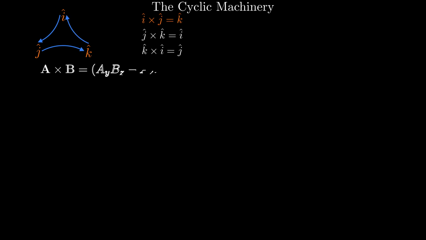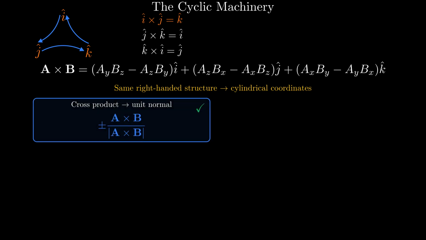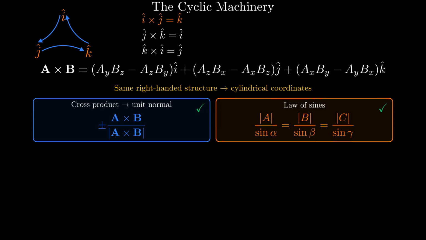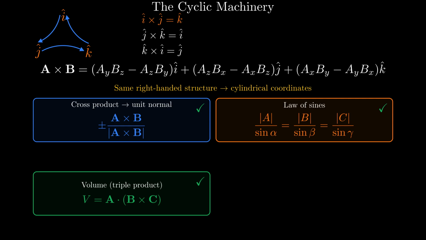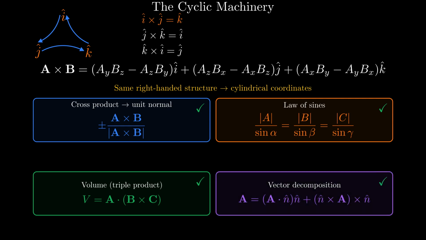Three unit vector products, i hat cross j hat equals k hat and its cycle, generate the entire component formula. The same right-handed structure carries to cylindrical coordinates. With components in hand, the cross product delivers perpendicular directions, triangle relations like the law of sines, base areas and volumes through the triple product, and complete vector decompositions. Master the cyclic pattern once, and every application follows from the same machinery.